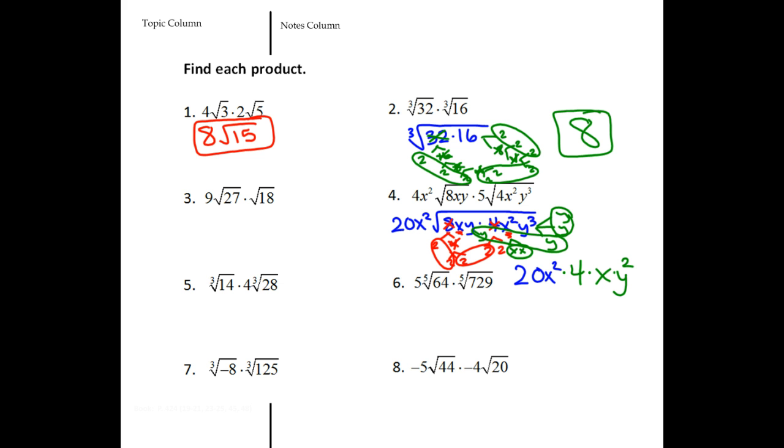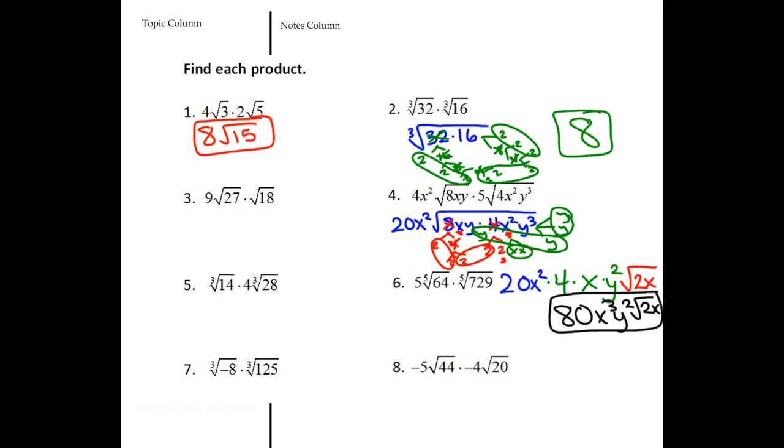And I know it's getting sloppy here. I apologize. But what we have left inside is this 2 left, we have that x left, and that's it. So really it's a square root of 2x. Last but not least, let's put all our pieces together. We get 80x cubed y squared times the square root of 2x.